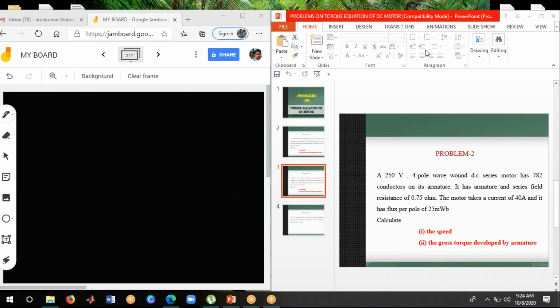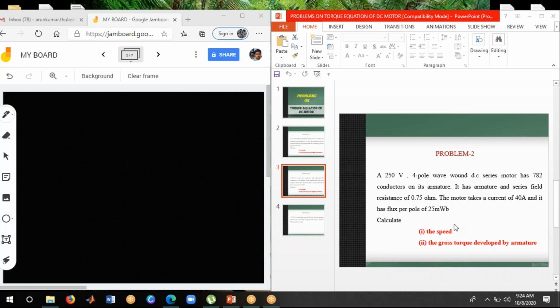So this is problem number 2. Just see what parameters they have given. I'm reading the question now. A 250 volts 4-pole wave wound DC series motor has 782 conductors on its armature. It has armature and series field resistance of 0.75 ohms. The motor takes a current of 40 amperes and the flux per pole is 25 milliweber. Calculate the speed and gross torque available on the motor.